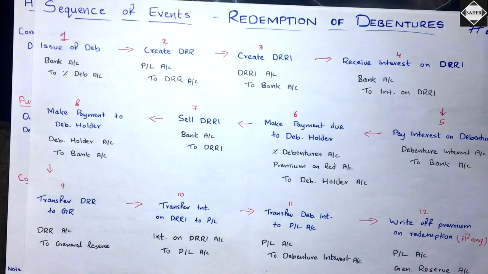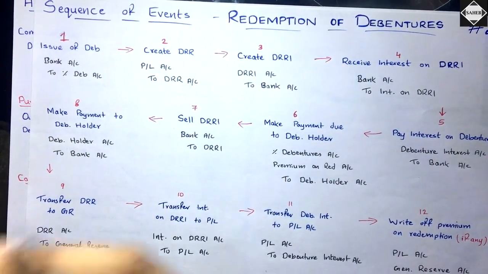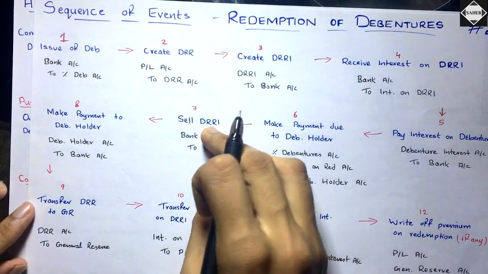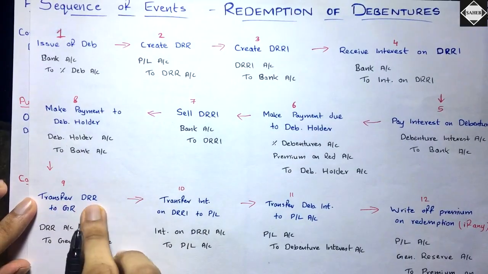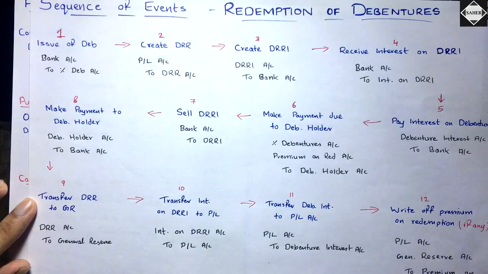10,000 debentures are being purchased out of 1 lakh debentures. Okay, 5,000 debentures are being purchased out of that remaining 90,000, like that. So what you have to do, you have to sell the DRI and transfer from DRR to GR. You also have to do proportionately to the debentures being redeemed. Is that clear?